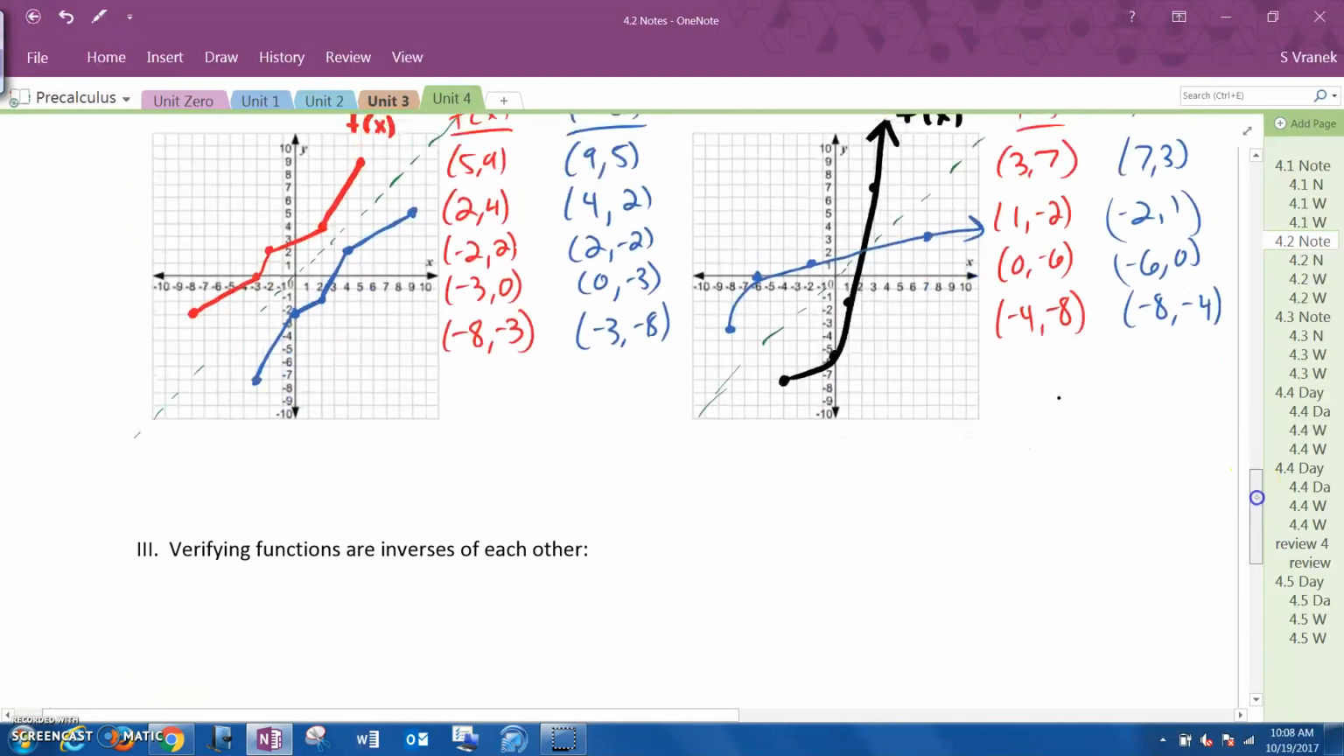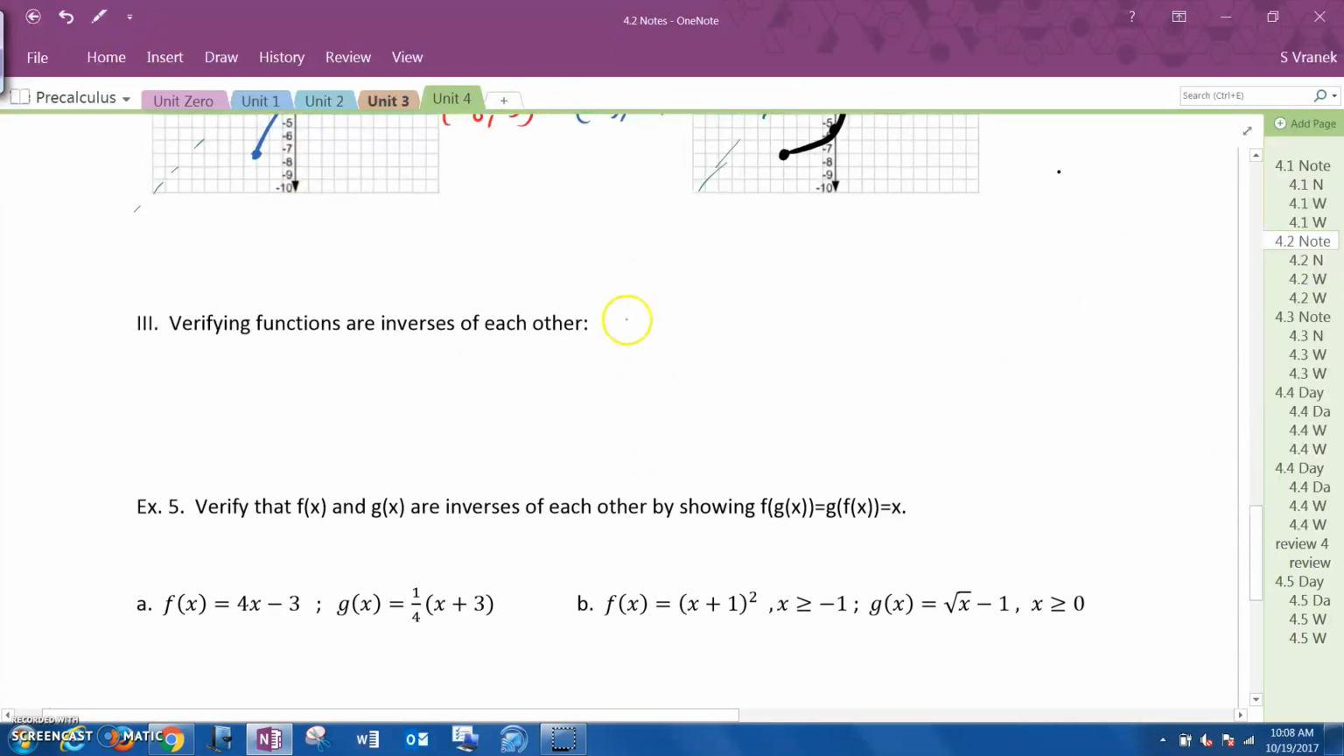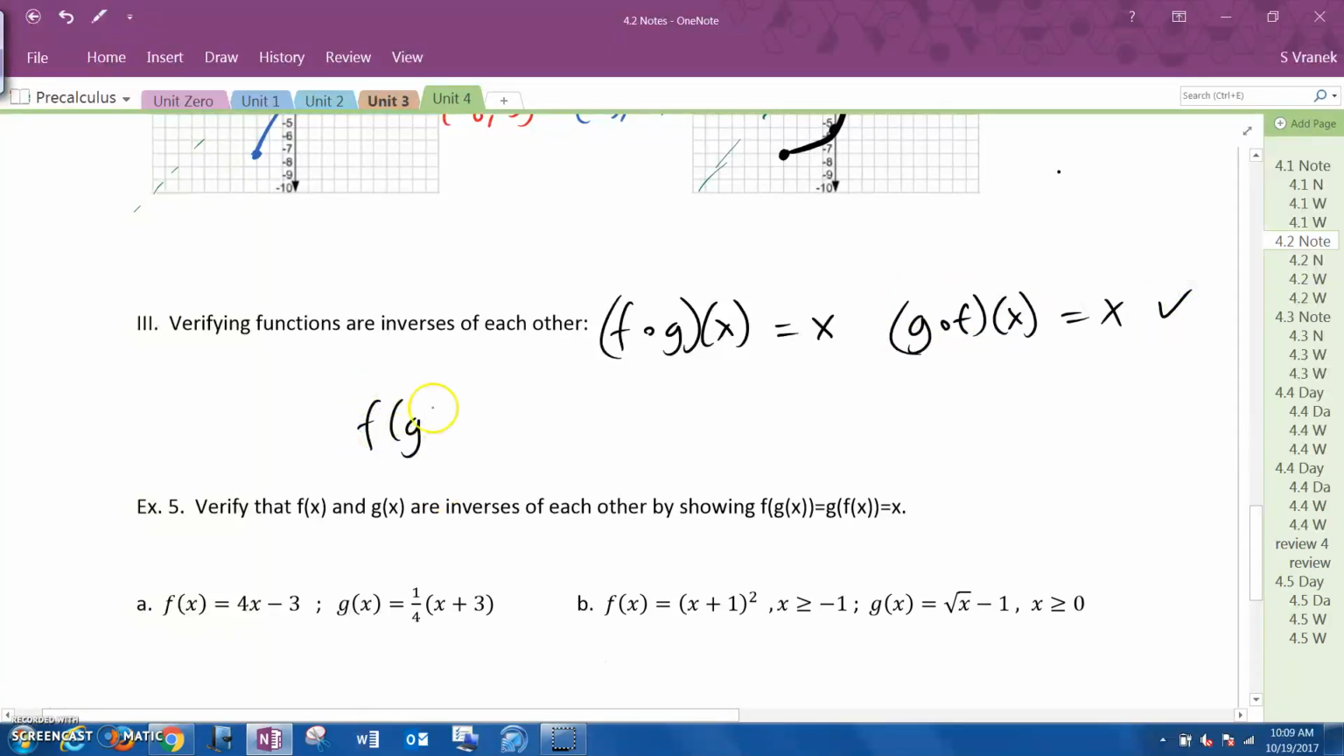The last thing we're going to talk about today is how you verify if two functions are inverses. Well, basically, if you have f of g of x, and you get x, and you also have to do g of f, and you also get x, then they are inverses. To write it in the old way, that has to equal this, which has to equal x.